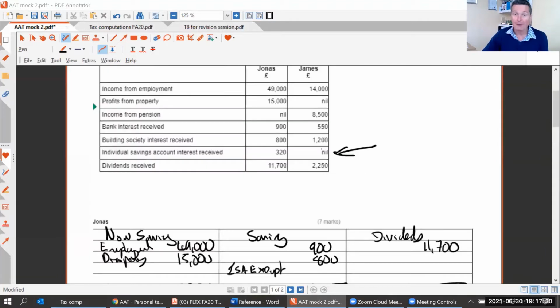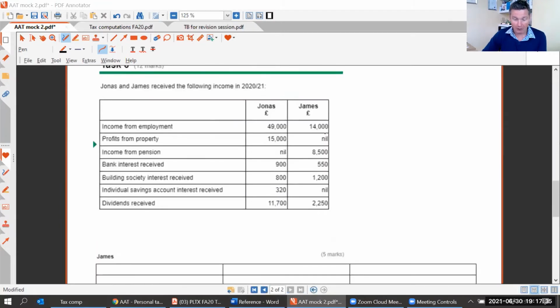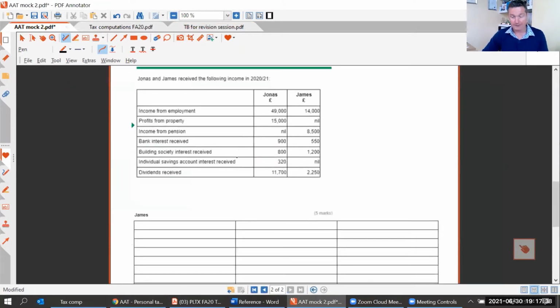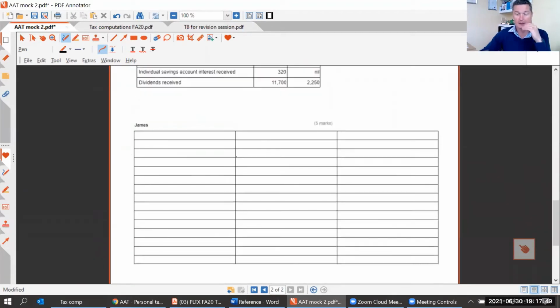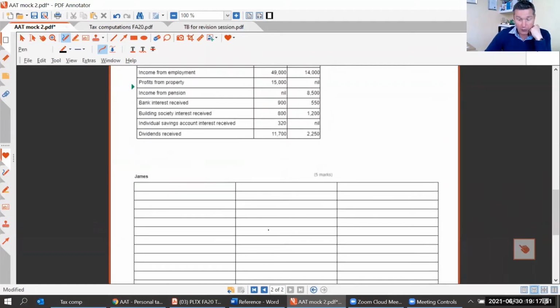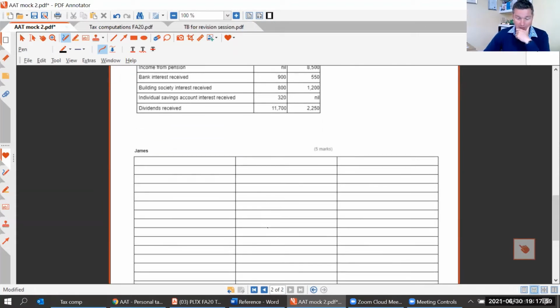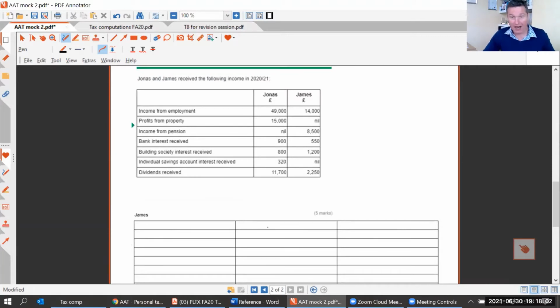That is Jonas. We've been asked to do the same for James. Now, to save some scrolling, I've copied and pasted it again. In the AAT mock, this box here is also a pop-out that you can move around as well. But you get 3 long grids. Now, James, for whatever reason, well, I think a rough idea, but he's worth only 5 marks, whereas it was worth 12 marks for Jonas. So let's quickly do James, and then we'll move on to something a bit more tricky, shall we? But we'll just get everyone in the mood for a bit of tax.